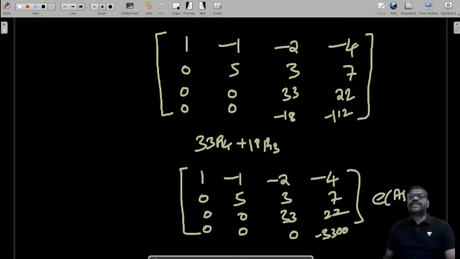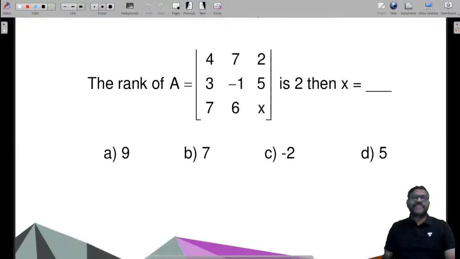Anyhow, it is an echelon form. The number of non-zero rows is called rank. Therefore, rank is 4. You are getting rank 4. Next problem.